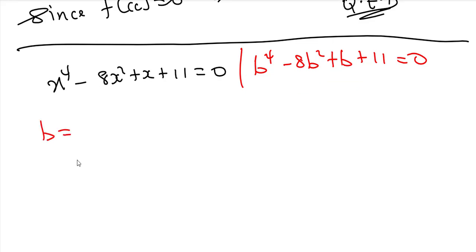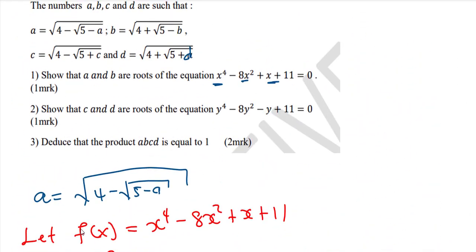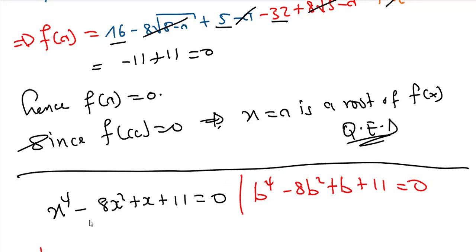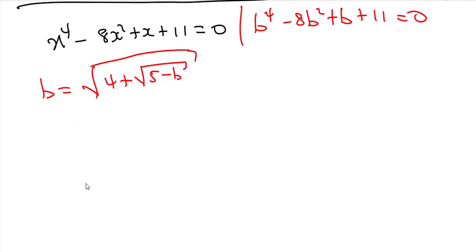But recall, what was b? b is equal to the square root of 4 plus the square root of 5 minus b. So it is the square root of 4 plus the square root of 5 minus b. Now let's verify if we expand this, what is it going to give? Can we come out with an equation of this sort, such that we can pose x to be equal to b to be a root?